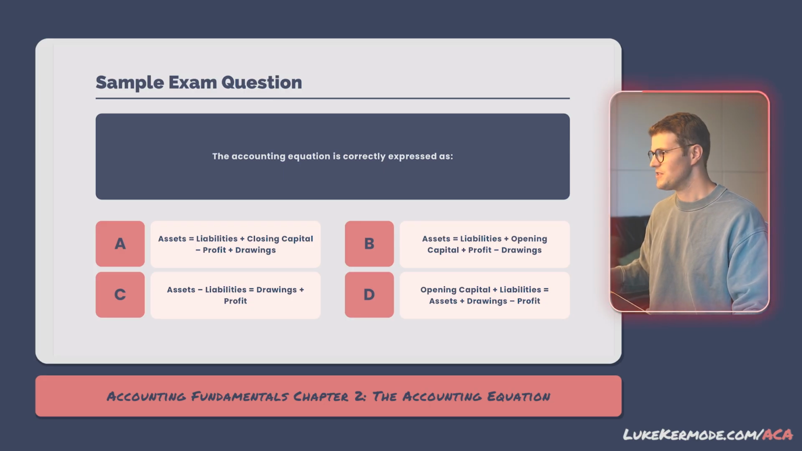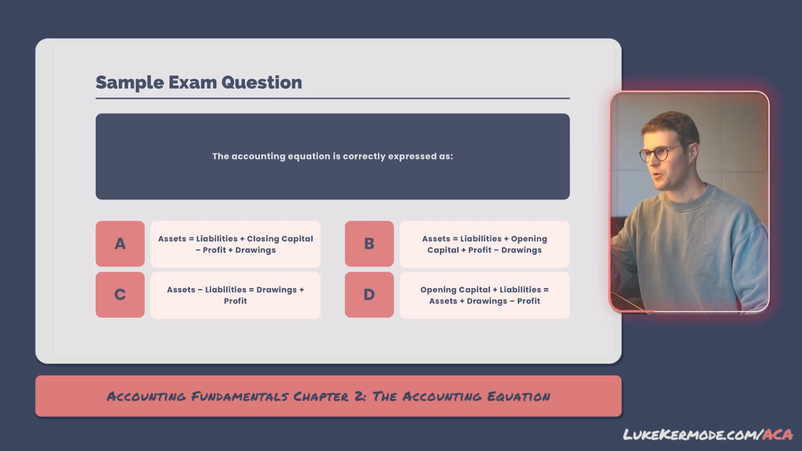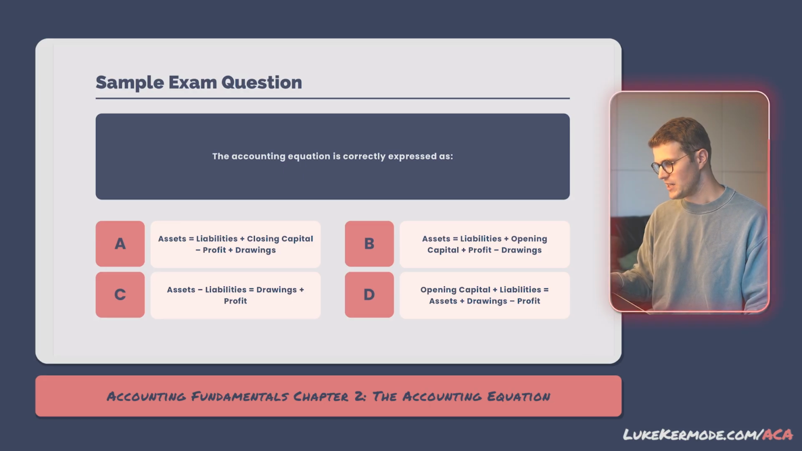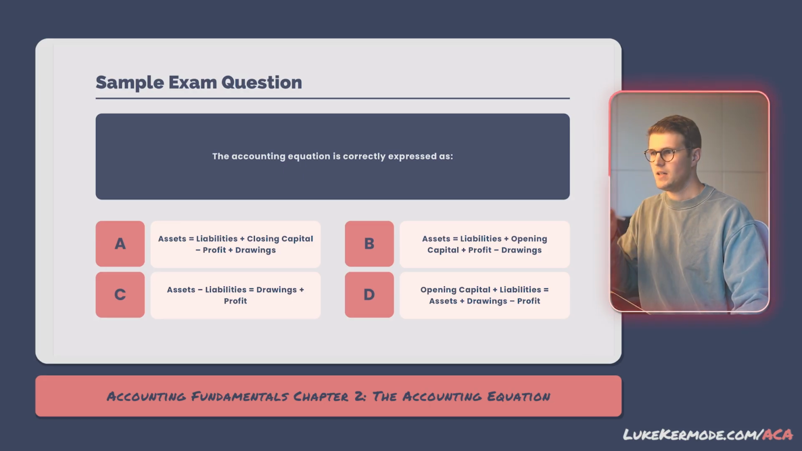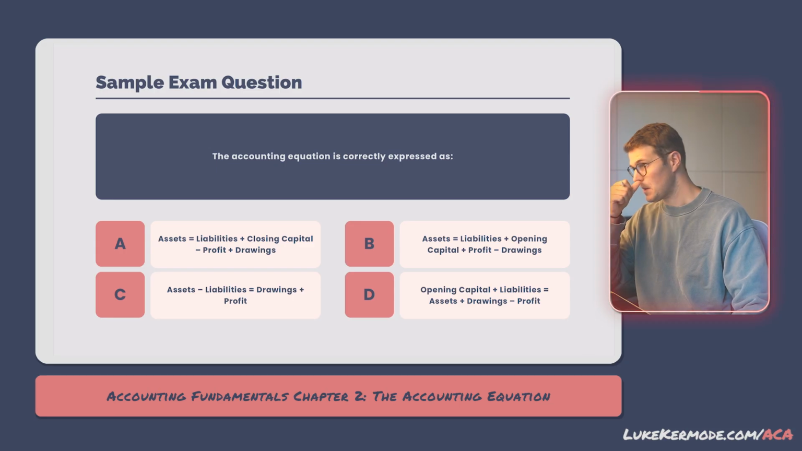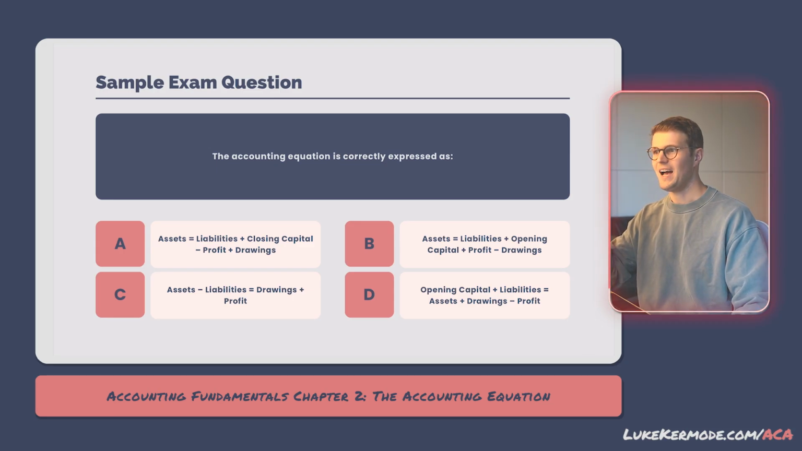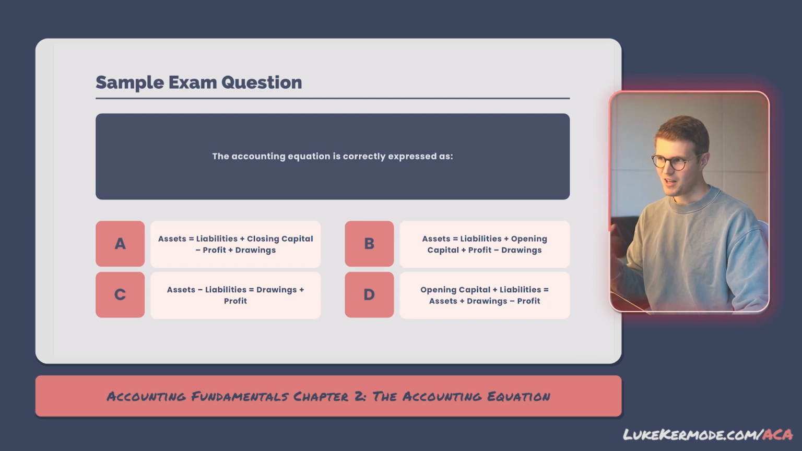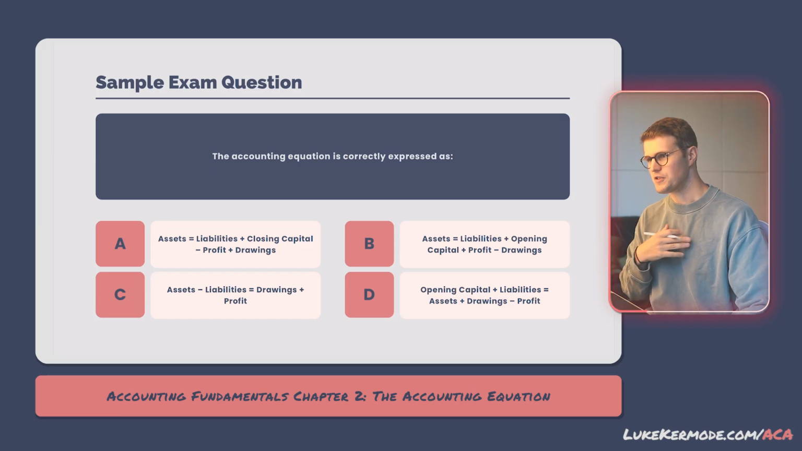Here's a question to test your understanding of the accounting equation. The accounting equation is correctly expressed as A, assets equals liabilities plus closing capital minus profit plus drawings. B, assets equals liabilities plus opening capital plus profit minus drawings. C, assets minus liabilities equals drawings plus profit. Or D, opening capital plus liabilities equals assets plus drawings minus profit. Take a moment to think it through and then we'll run through the solution.